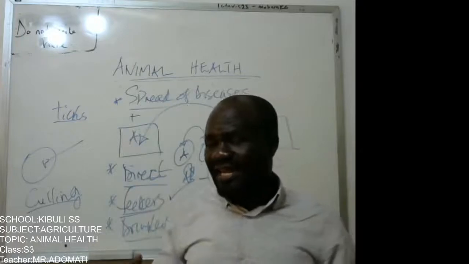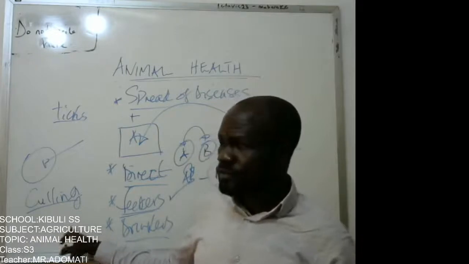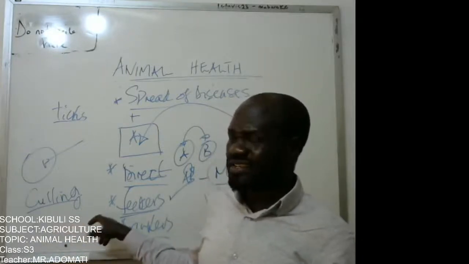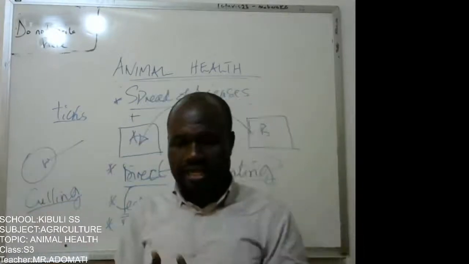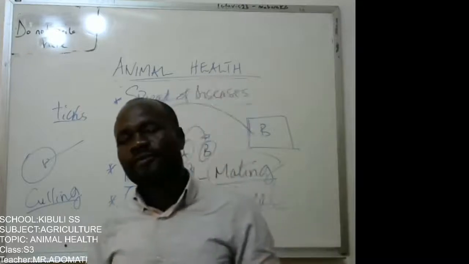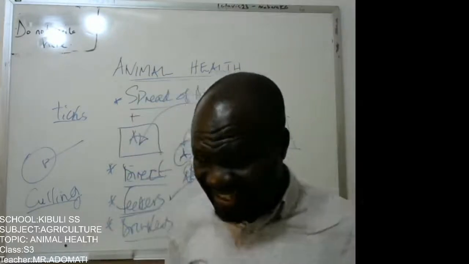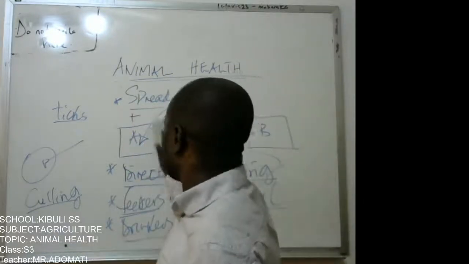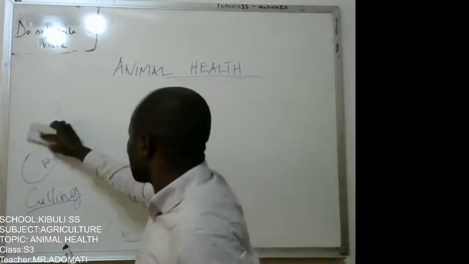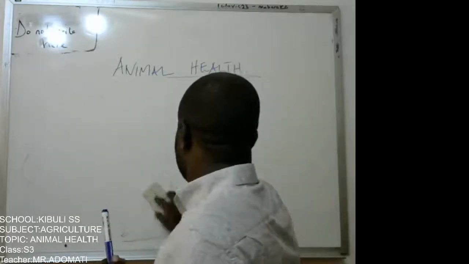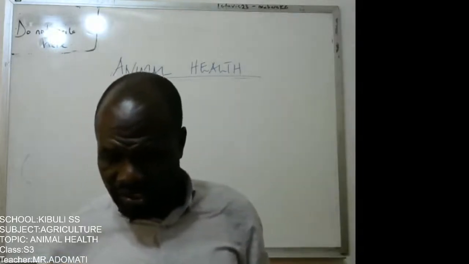Then the other thing, to avoid the spread of these diseases, especially the zoonotic ones or the contagious ones, please, you do not slaughter diseased animals. Let's not slaughter and consume animals that are diseased. Don't slaughter, however tempted you are. Remember, some of these diseases can attack us humans as well. So, let's not be tempted to slaughter animals that are diseased and consume such products.